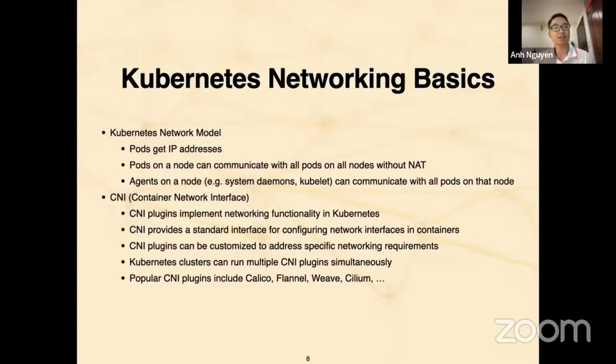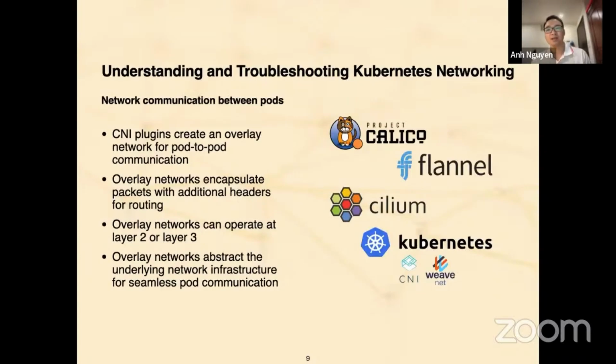Kubernetes does not directly provide a network solution, but defines a standard interface called Container Network Interface, or CNI, that third parties can implement and provide different network solutions for Kubernetes. In addition to providing network connectivity for Kubernetes, CNI plugins can also support other features such as IPAM, network policy, observability. Some popular CNI plugins today are Calico, Flannel, Weave, Cilium.